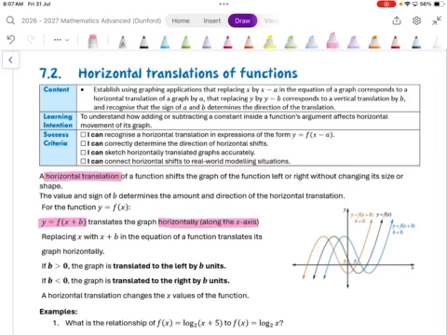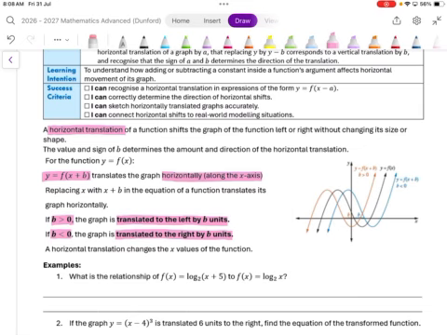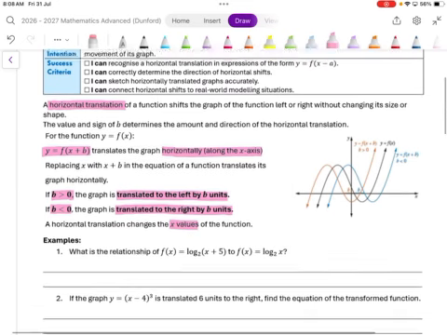So we're moving it along our x-axis. We replace x with x plus b in the equation of a function, which translates the graph horizontally. If b is greater than 0, then the graph is translated to the left by b units. If b is less than 0, it translates the graph to the right by b units. So a horizontal translation changes the x values of our function.